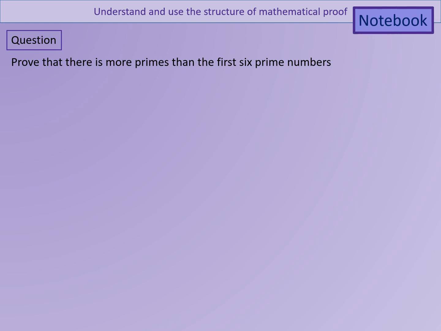So what we're going to look at is the proof that there are more primes than the first 6 prime numbers. Now, clearly you know that's true, right? You know there's more than the first 6 prime numbers. And we're not going to look at this with proof by contradiction just yet. We're going to use last year's skills just to show you that you don't have to just use proof by contradiction because it's a new skill. You can use some of your previous knowledge as well.